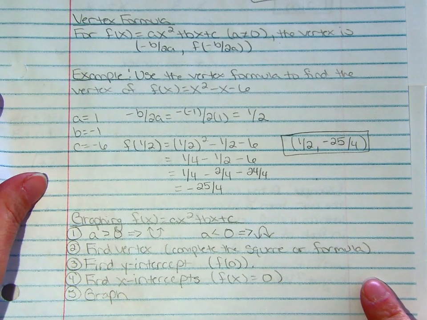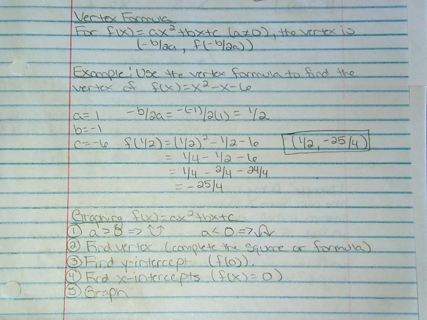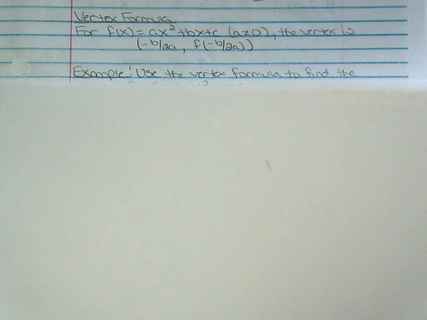For f of x equals ax squared plus bx plus c, again, where a does not equal 0, the vertex is negative b over 2a, and then f of negative b over 2a. If you know what your b's and your a's are from your general form, you can find the vertex. No completing the square necessary.